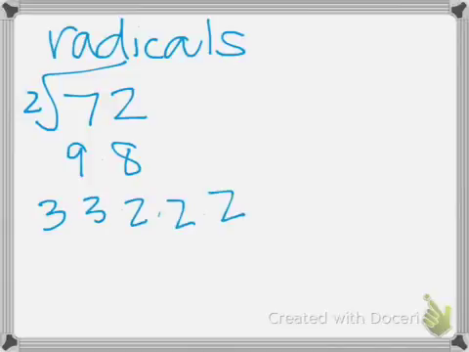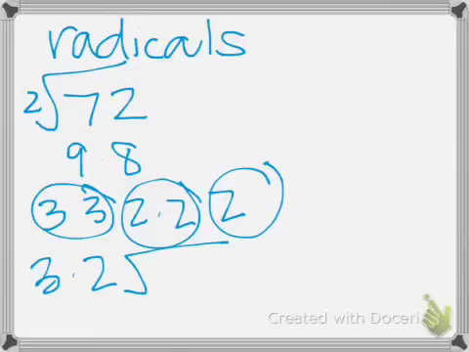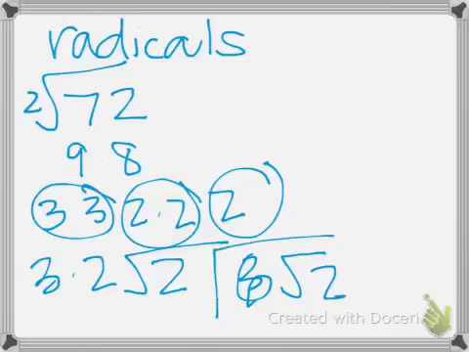Now, we have a group of 3's and a group of 2's, and so left over will be a 2 under the radical. So we take 3 and 2 outside the radical and leave 2. And 3 times 2 is 6. So 6 square root 2 is our answer for simplifying radicals.